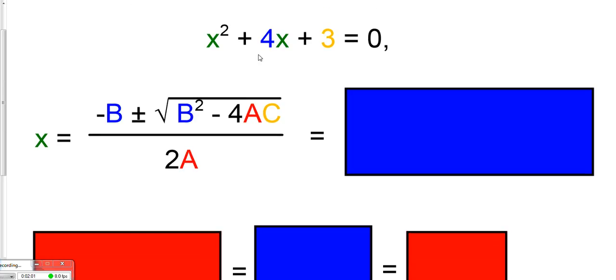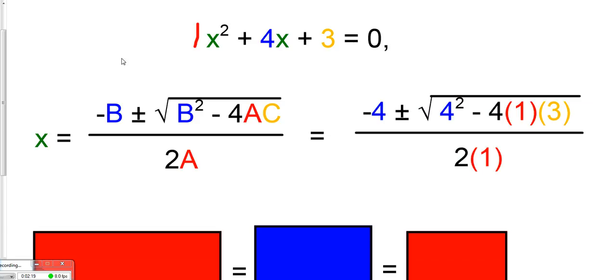So negative b, here's my b. 4 goes here and here. A is kind of hidden here. We have an a value of 1, so 1 would have to go here and here. C is 3, so all I'm doing is plugging in my a, b, and c into these spots.